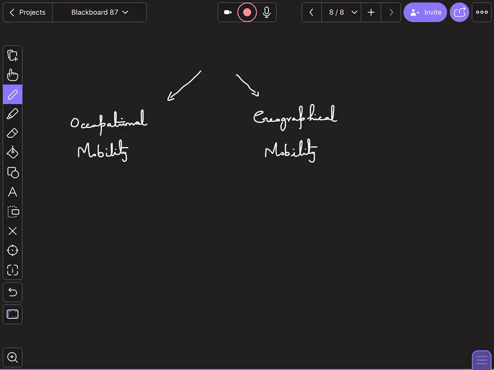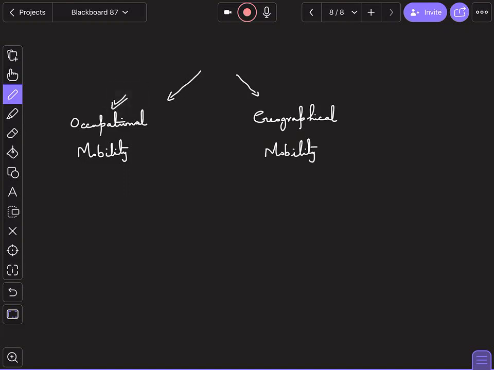So, for example, if one factor of production is in one country, one city, or one geographic region, and then it moves to another region, that is geographical mobility. And if one factor of production moves from one sector into another sector or into another job, then it is referred to as occupational mobility.